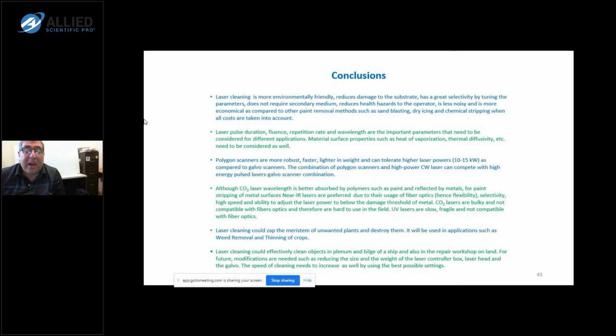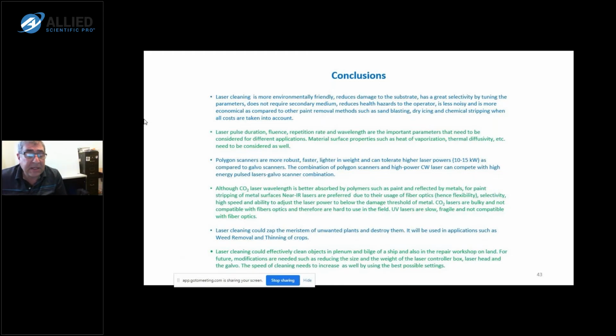And we looked at different parameters of the laser that are important, and also material properties. We also compared the polygon scanners with the Galvo scanners, and we compared the CO2 laser in mid IR with near IR lasers, and we mentioned that although inherently CO2 lasers are safe, you can achieve the same safety by tuning the parameters with the near IR, and also they get the additional advantage of fiber optic usage with the near IR. A laser cleaning could zap meristem of unwanted plants and destroy them.